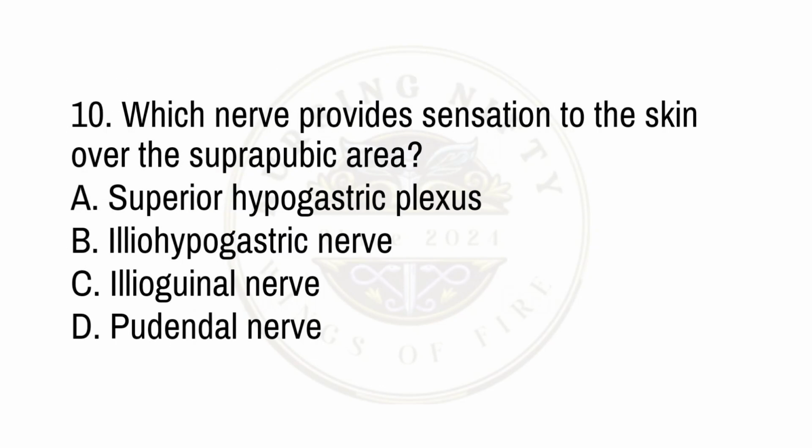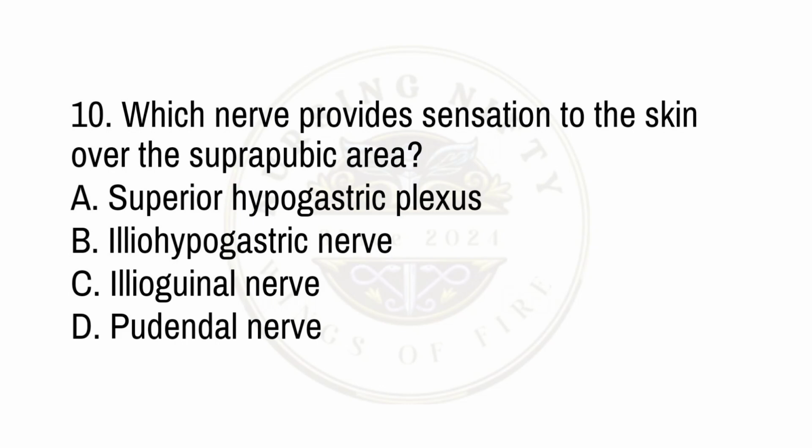Question number 10. Which nerve provides sensation to the skin over the suprapubic area? Options. Option A, superior hypogastric plexus. B, iliohypogastric nerve. C, ilioinguinal nerve. And D, pudendal nerve. So here the right answer is option B, iliohypogastric nerve.